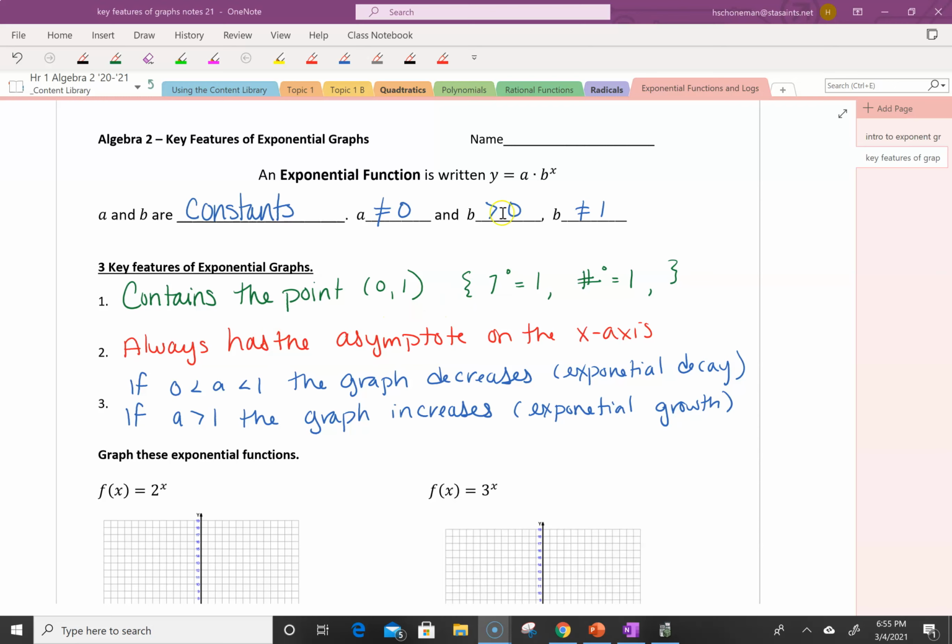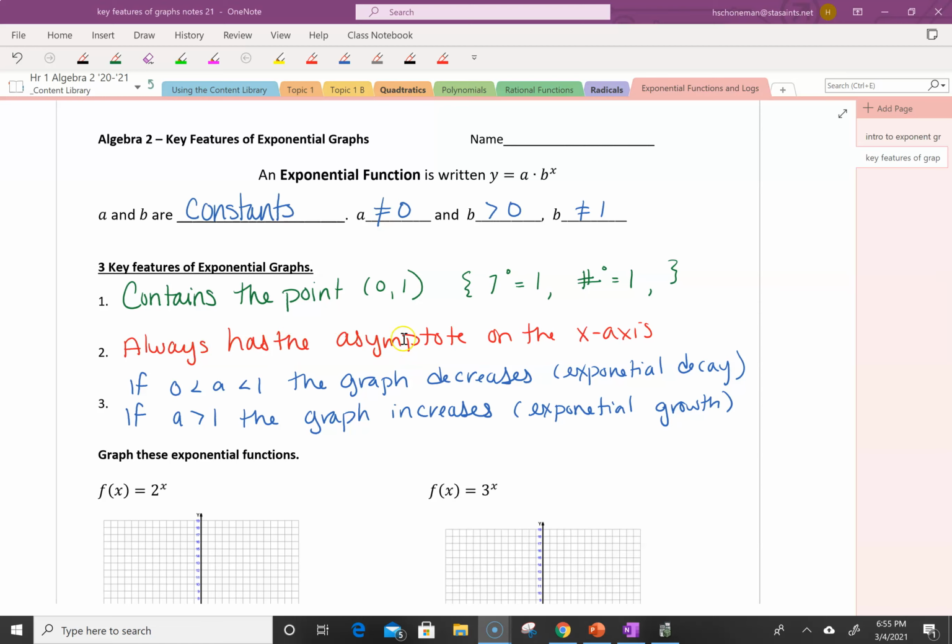And the reason for that is if you put 0 into this x, any number, so take it like 7 to the 0, equals 1. Anytime you have any number at all to the 0 power, it equals 1. So in all of these basic parent function graphs, you're going to have the y-intercept of (0, 1).